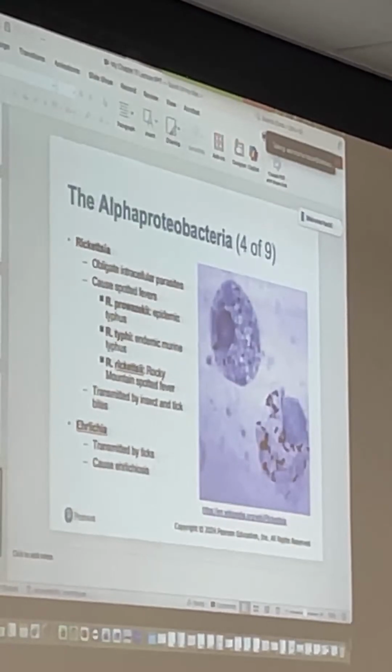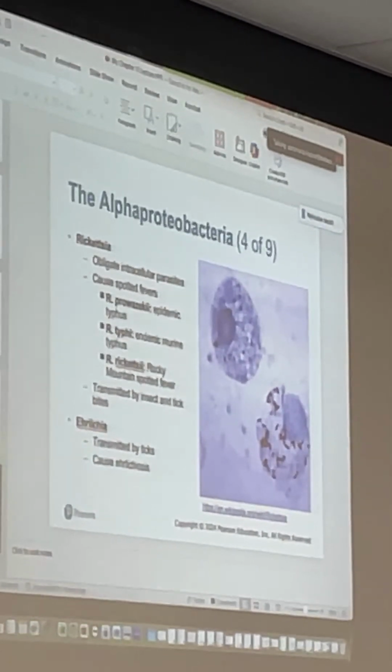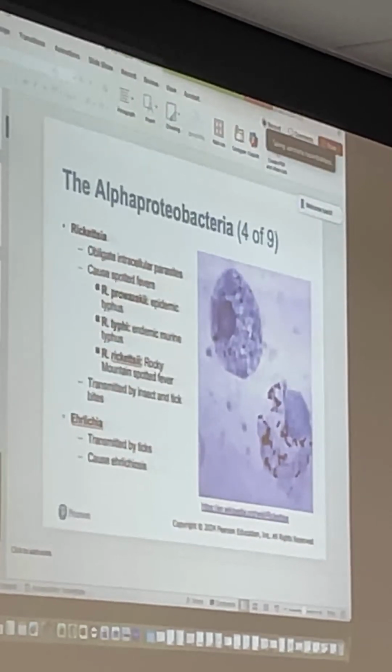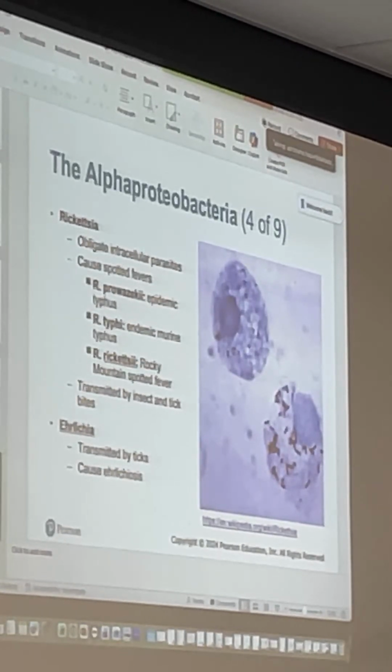All right, so Rickettsia is interesting because it's an obligate intracellular parasite. What does that mean? Obligate means that it has to do the next thing. That's to do what? The next thing.